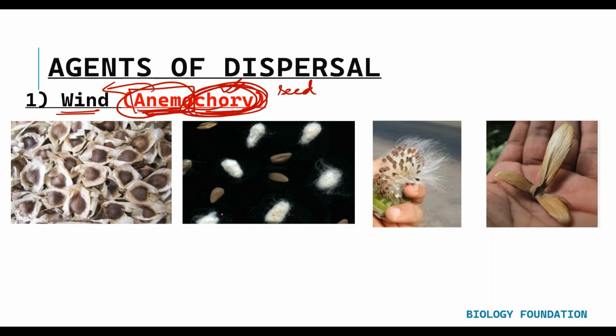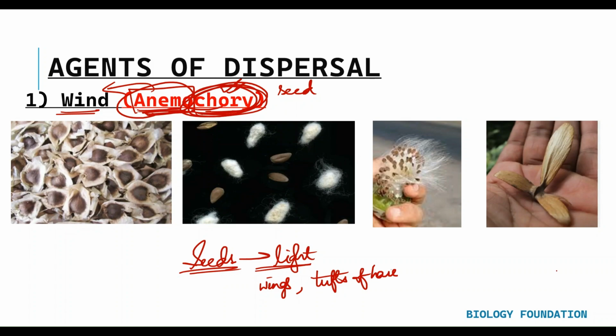Okay. Now, the seeds which are dispersed by wind, again they have certain properties. What are those? They must be lightweight, otherwise wind can't carry them. And most of the seeds which are dispersed by wind either have wings or they have tufts of hair.